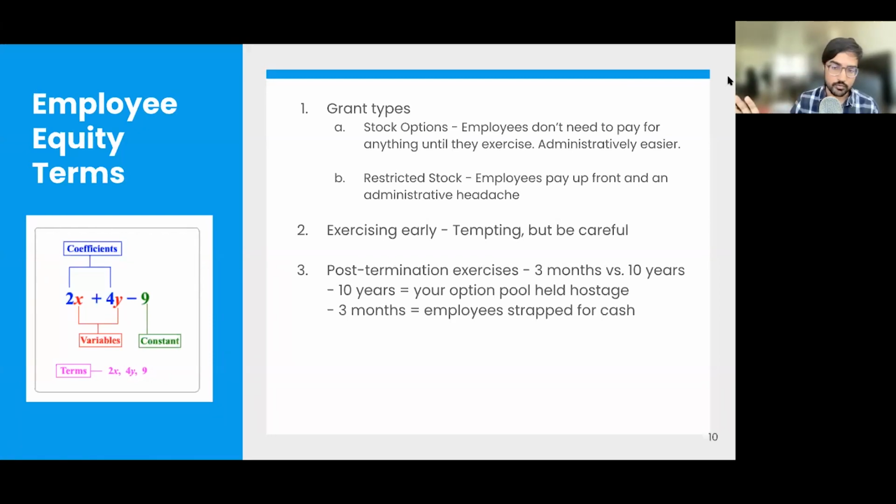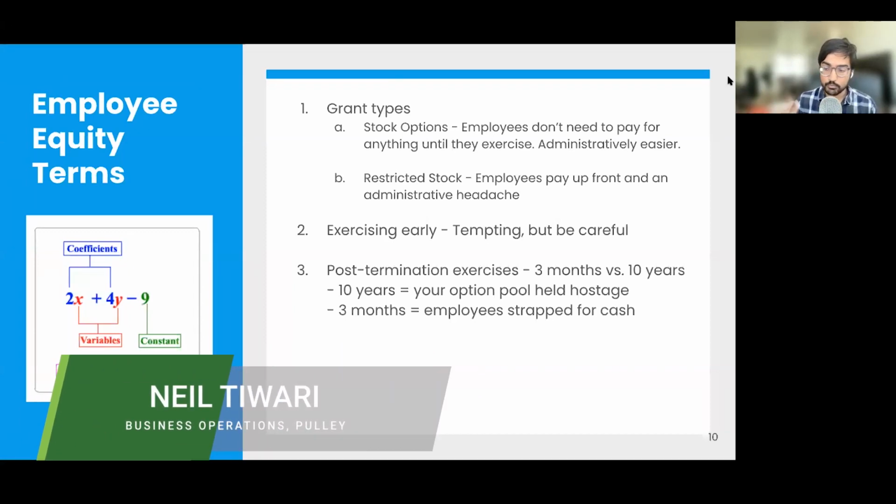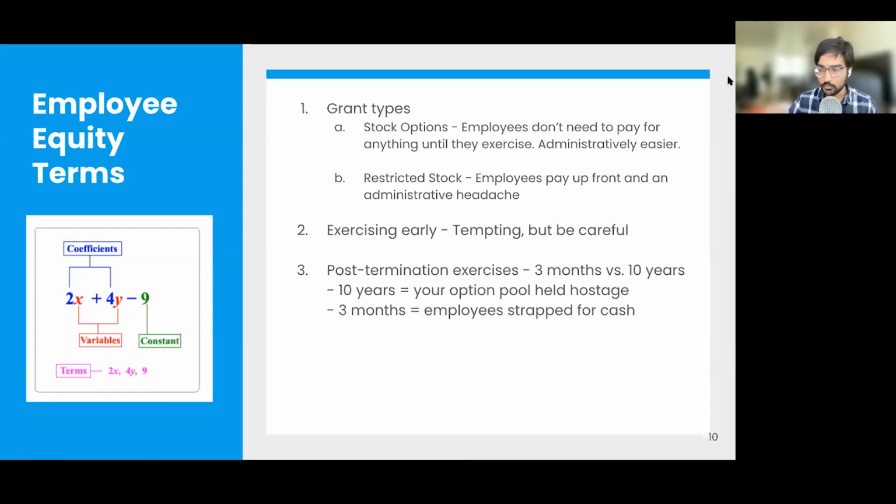The silver lining is that you can adjust these periods on a per person basis. There's a really special employee who's going to start his own company. You're really excited about him. He was a great employee, but just doesn't have the cash to pay. You can extend that window however much you need to in specific cases, but it does require more paperwork.